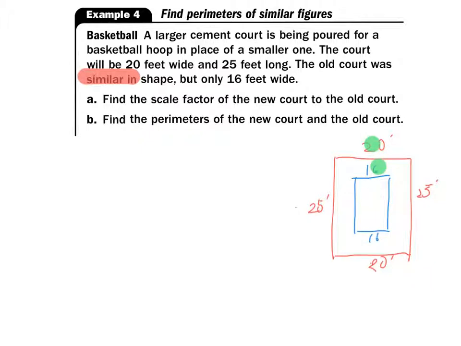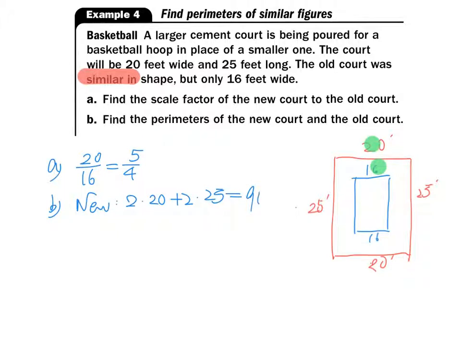So that information alone is enough for me to calculate the scale factor. So the scale factor is 5 over 4. That's the easy thing. Now I have to find the perimeters of the new court and the old court. So the perimeter of the new one is easier because all the information is given. I have the width, and I just need to multiply that by 2, and I have the length.